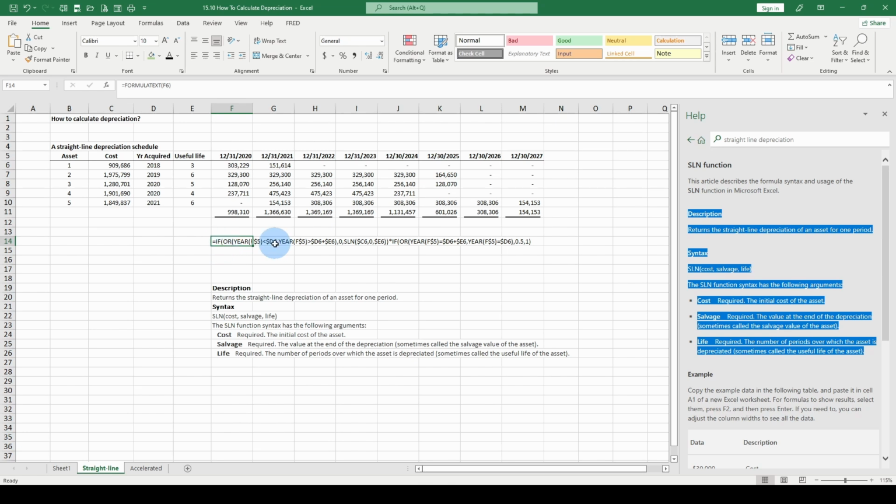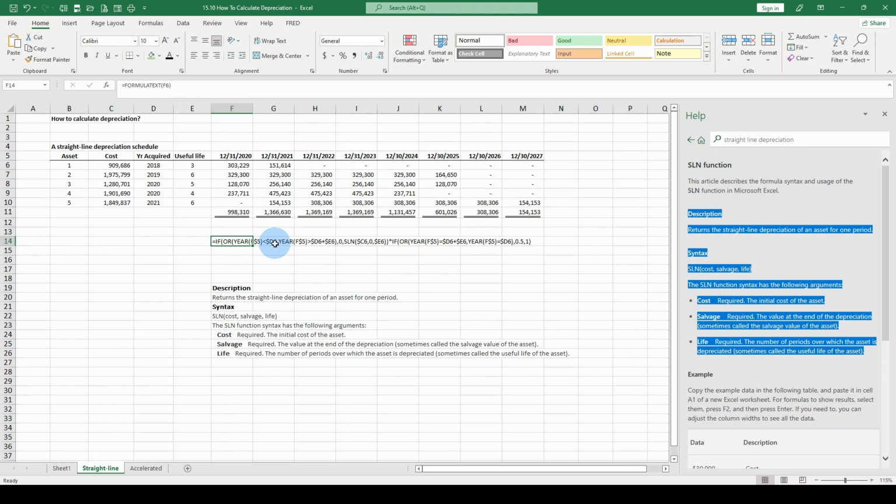The first IF function determines if the column is within the asset's useful life. If the year of the date is less than the year acquired, then the asset isn't in service yet, and the depreciation is 0. If the year is greater than the year acquired plus the useful life, the asset is already fully depreciated, and the depreciation is 0. Both of these conditionals are wrapped in an OR function so that if either is true, the whole expression returns true. If both are false, the straight line function is returned.